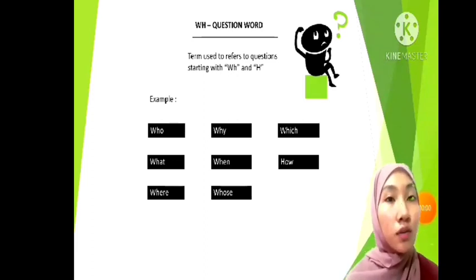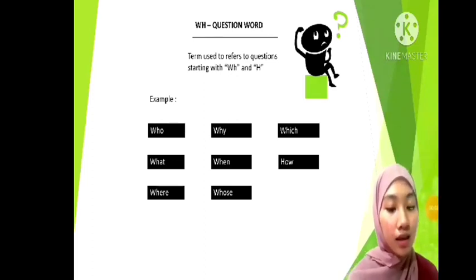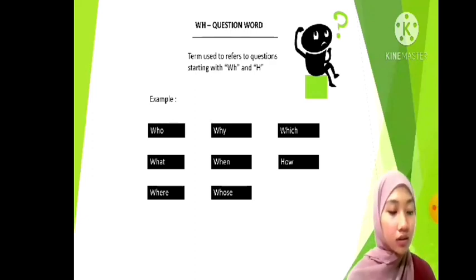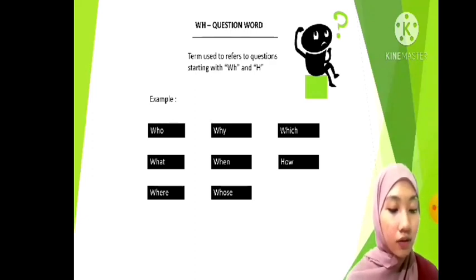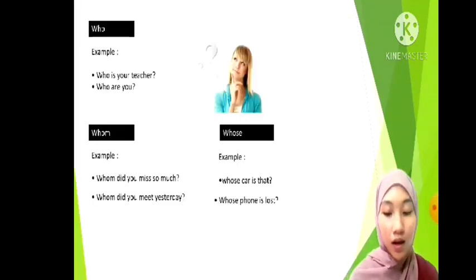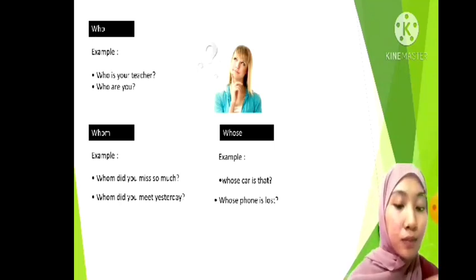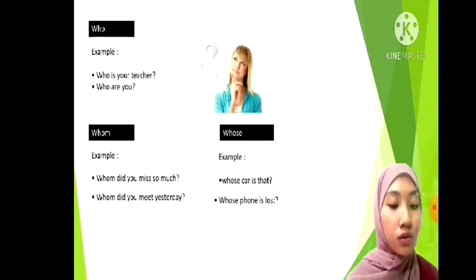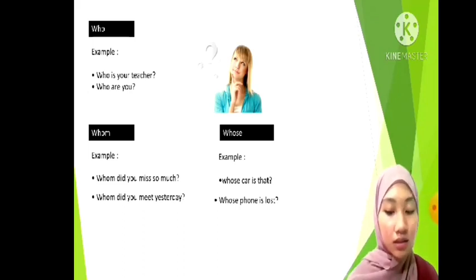If you want to get some information about someone or something, you always have to ask a WH question. So what kinds of WH question are there? The first one is who. If you want to know about a person or people, you use the question who when you're talking about a singular person or people, which is the plural form of a person. For examples, who is your teacher? Or who are you?